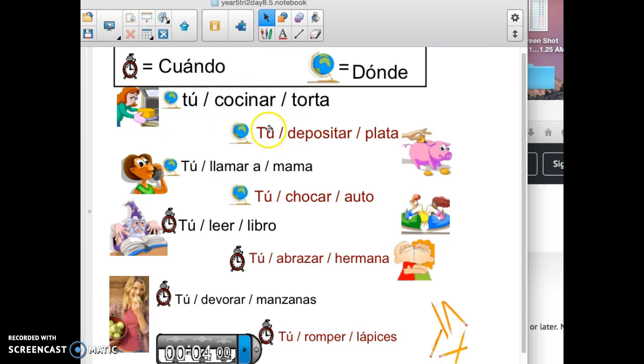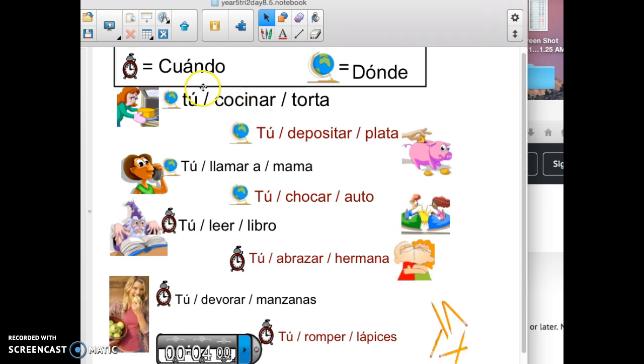Then your job, with the 2 of you, is to have one person write out these last ones for donde and one person write out these last ones for cuando. And then in 4 minutes, we'll compare it. You can just see what we did.